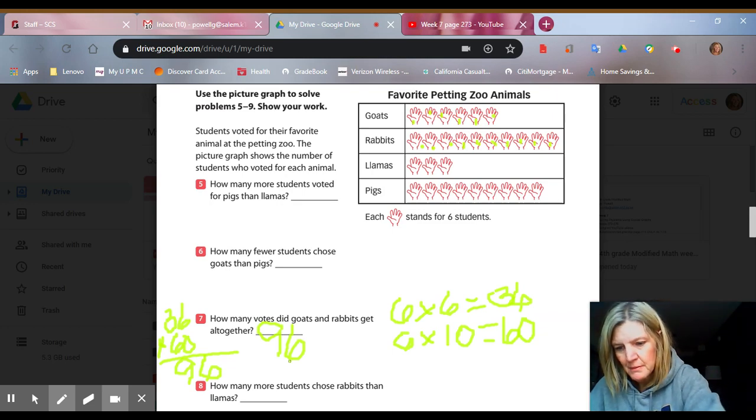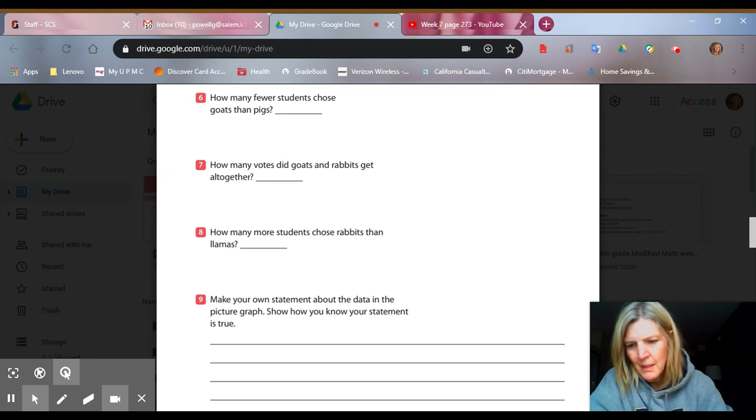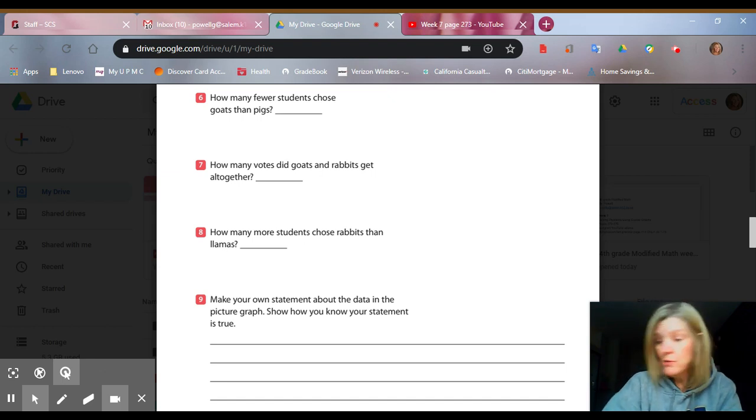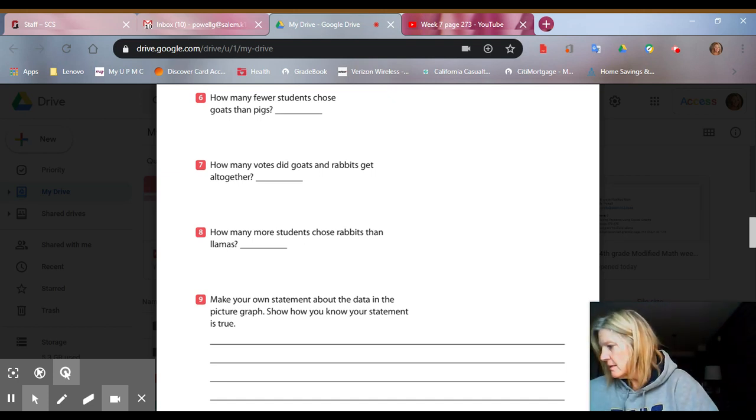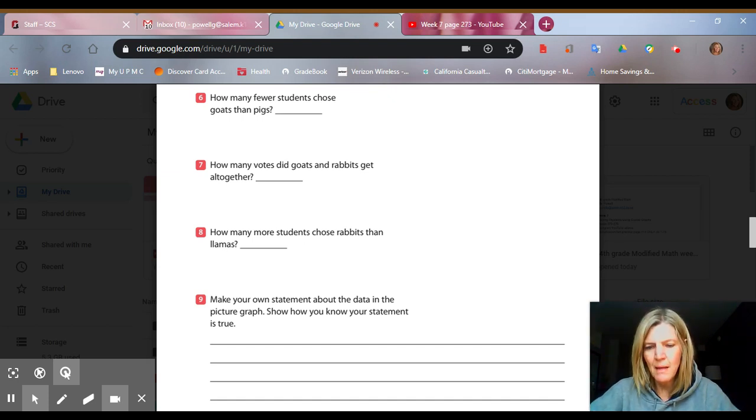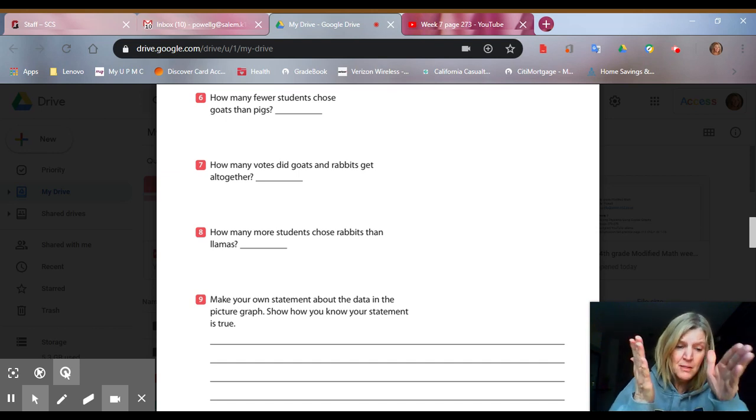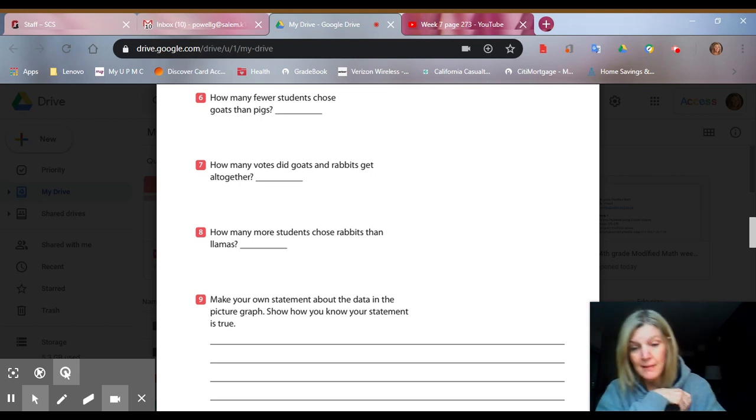Next one. How many more students chose rabbits than llamas? I'll go to my other computer over here so I can see the graph. Okay, how many more chose rabbits than llamas? So let's find out. Wait, are we adding or subtracting? We're comparing to find out how many more chose rabbits than llamas. So you're going to be subtracting, exactly.